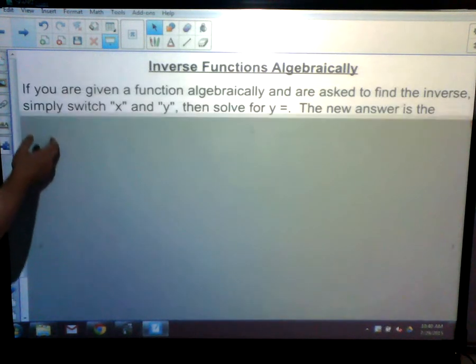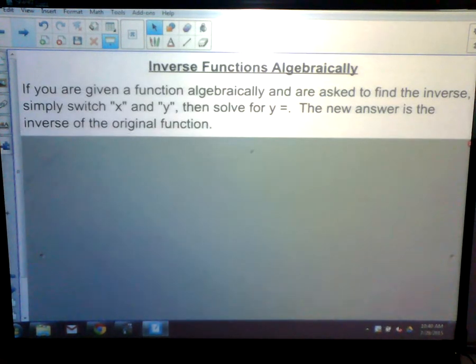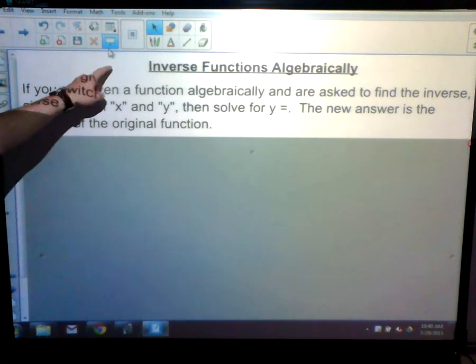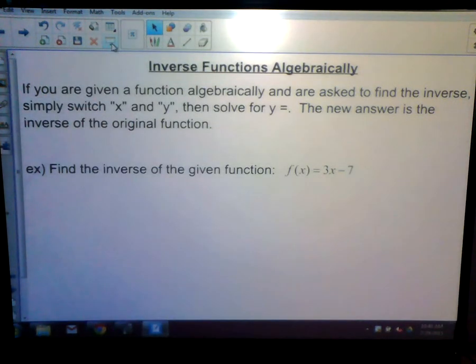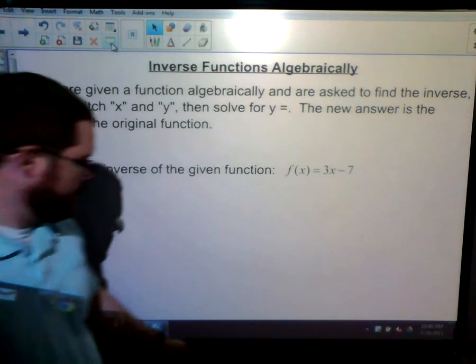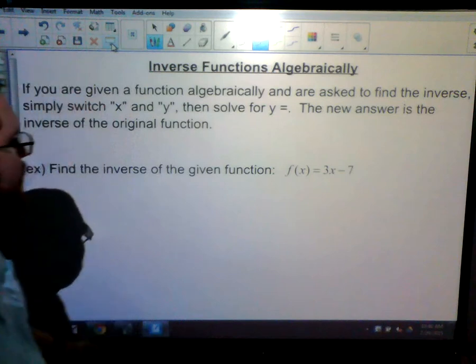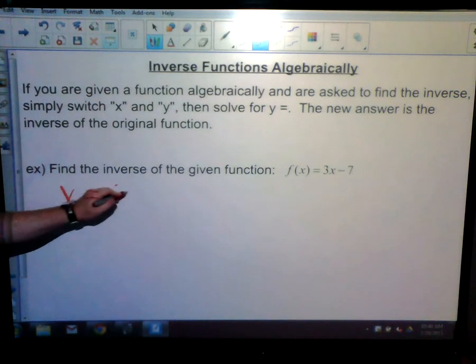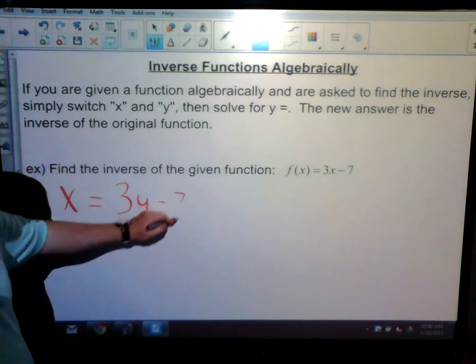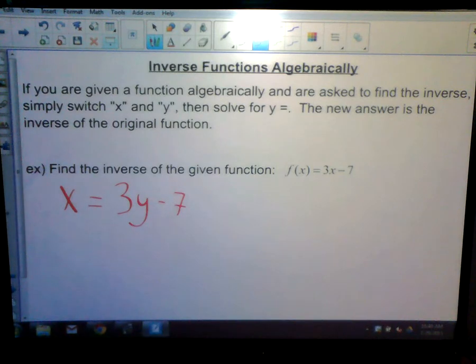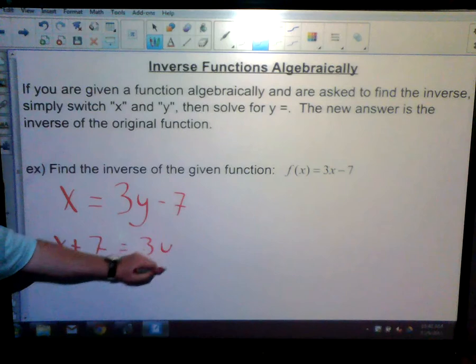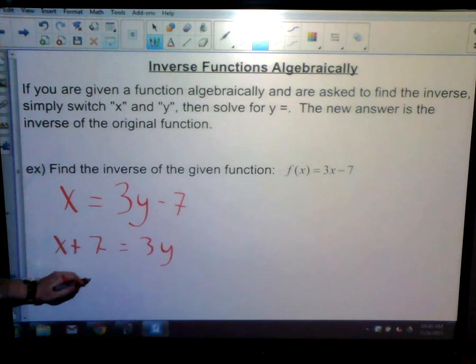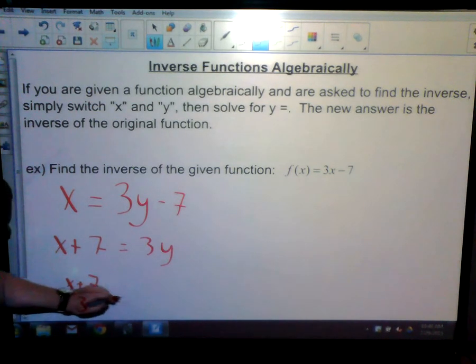Algebraically, if you're given a function algebraically and are asked to find the inverse, switch x and y and solve for y. The new answer is the inverse of the original function. So let's find the inverse of 3x minus 7. This is y equals 3x minus 7. So we're going to write it as x equals 3y minus 7. Solve for y: x plus 7 equals 3y. x plus 7 over 3 is equal to y.